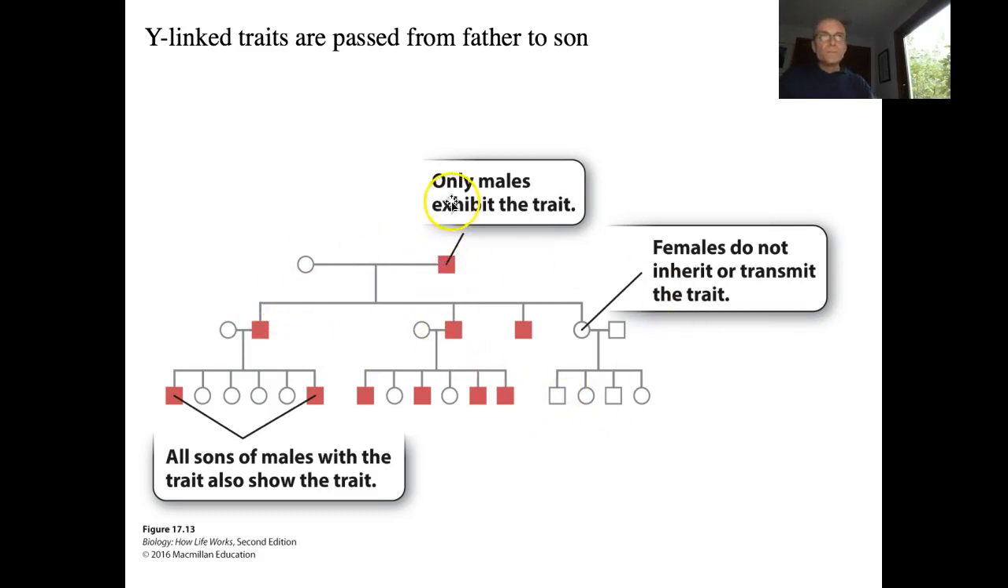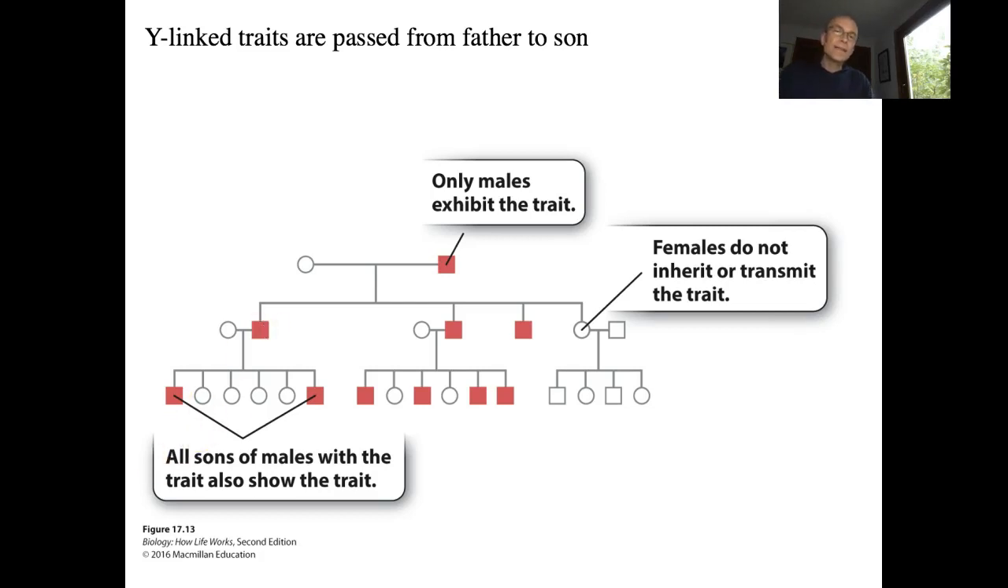pedigrees. So in a pedigree where Y-linked traits are passed on, you see that only males exhibit this trait. So this is a gene that presumably is on the Y chromosome, and therefore no female will ever have it. Females do not inherit, nor do they transmit the gene. And all sons of males with a trait also show the trait. Here's the male with the trait, all sons will have it, because that father has only the Y chromosome to pass down, and so all of his sons will have to have that Y chromosome. Otherwise, they're not the typical XY male.